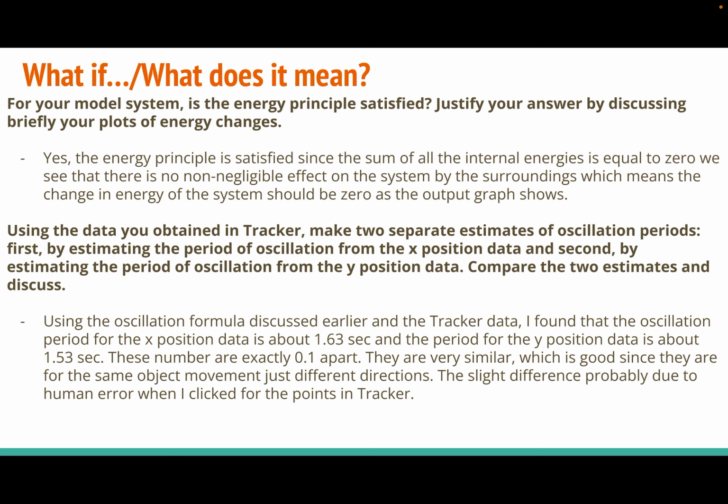For the second question, using the oscillation formula discussed earlier in the Tracker data, I found that the oscillation period for the x position data is about 1.63 seconds, and the period for the y position data is about 1.53 seconds. These numbers are exactly 0.1 apart, and they are very similar, which is good since they are for the same object movement, just different directions. The slight difference is probably due to the human error when I clicked the points for Tracker.